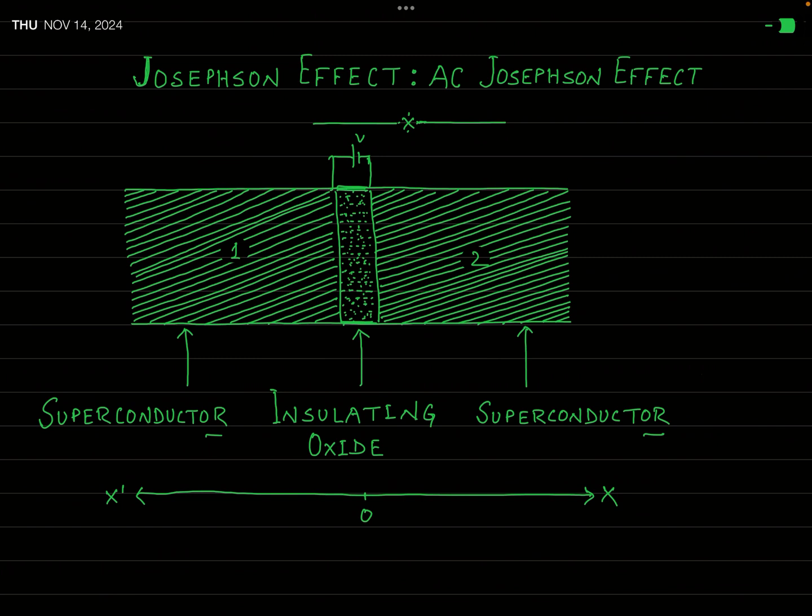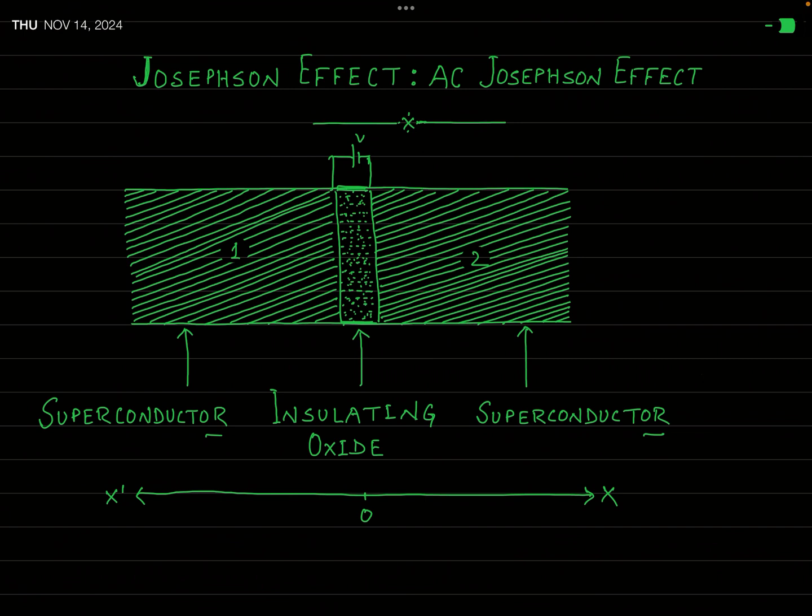But what will happen when a DC source is connected across the insulating layer? Since the material between these two superconductors is insulating, we can apply a DC source. Normally, in general theory of current electricity, when in a circuit there is a DC source, a DC current flows, and in case of AC source, AC current flows.